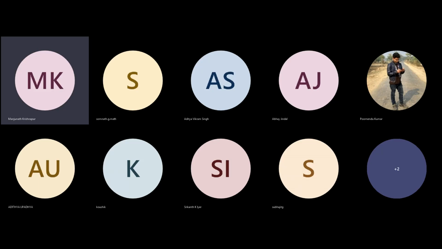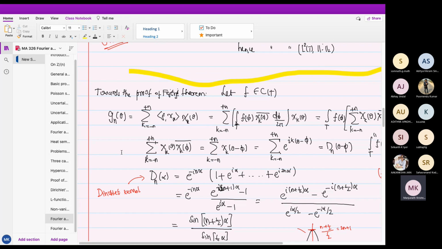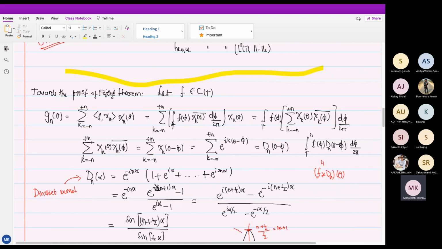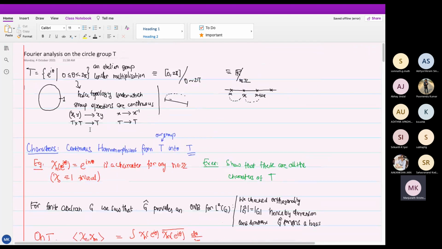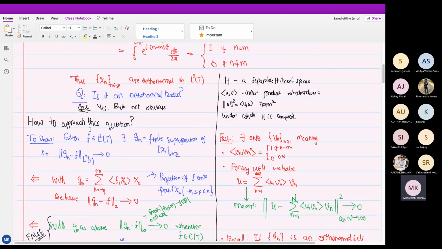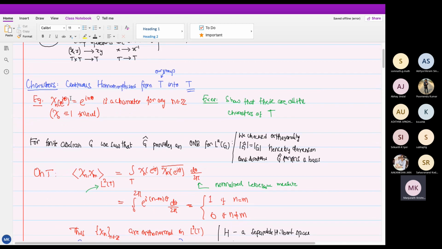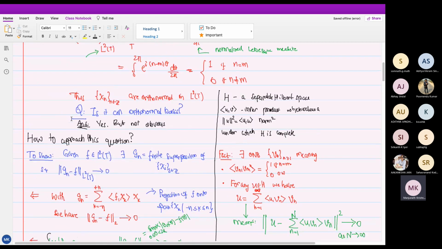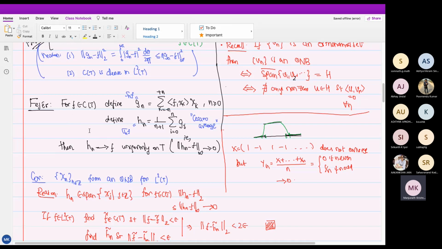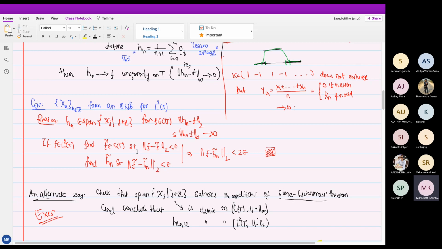All right. So last time, which is Wednesday, I talked about Fourier analysis on the circle group. What we did was prove Fourier's theorem, which shows that the characters are z going to z to the n, e to the i theta going to e to the i n theta, where n is an integer. And then we showed that the span of those is dense in the space of continuous functions with sup norm, and consequently also dense in L2 of T with the L2 norm. So they give an orthonormal basis.